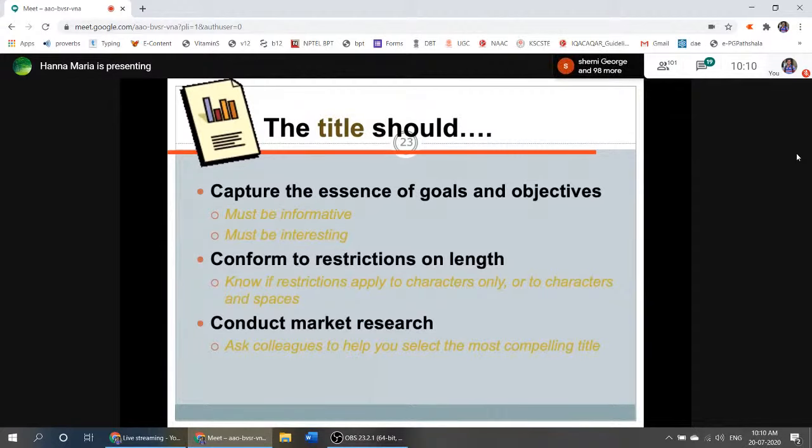And when you give a good title, you can also look at some of the projects in this area. Conduct a market research. Very important.